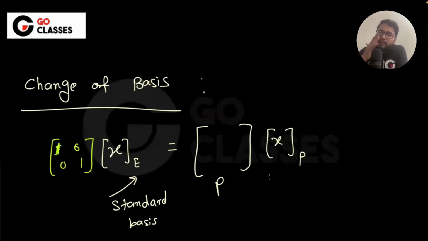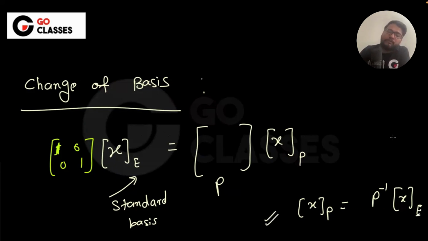Now, if you observe here, this x in the basis of P will be what? P inverse x, where x is in the standard basis, isn't it? Is this fine? Is this okay to everyone? If you want to represent x in the basis of P, then you can just multiply by P inverse, and then you will be getting x in the basis of P, right?